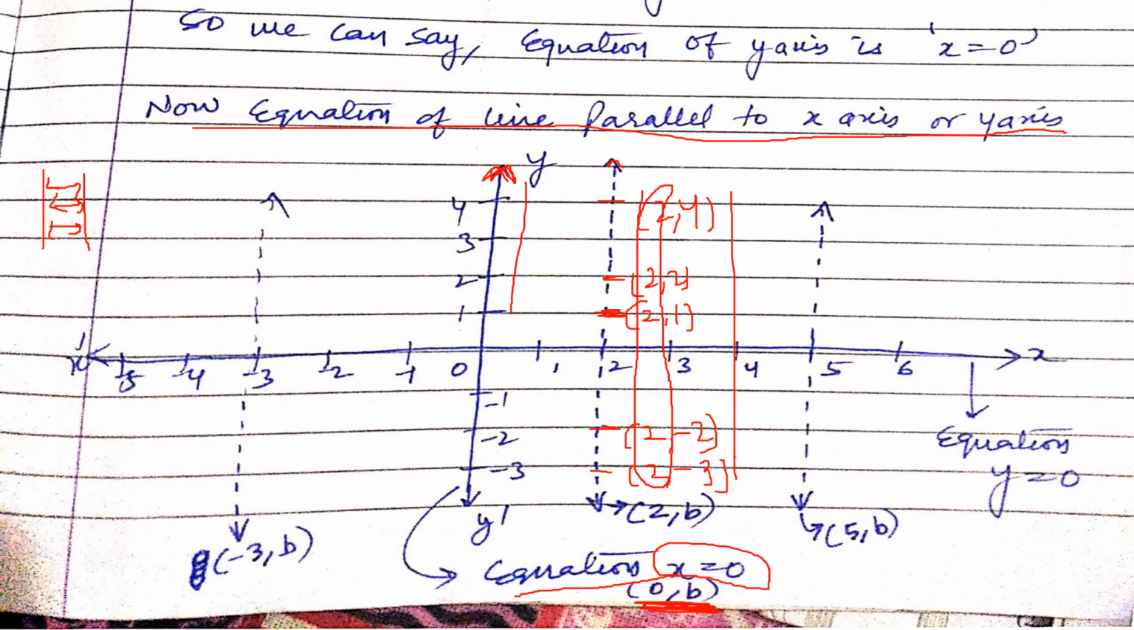Again, the x coordinate is same in all of them and that is 2 this time. Here it was 0 but in this case it is 2. So we will say the equation of this line which is parallel to the y-axis is x equal to 2. Any issue? This was x equal to 0. Therefore, this is x equal to 2 and they both are parallel.